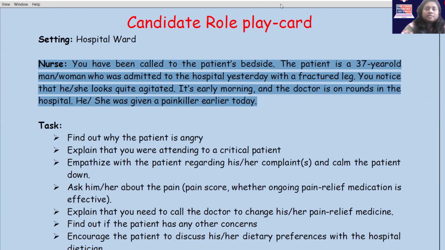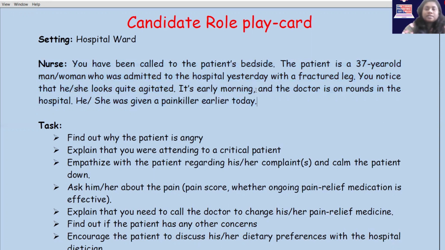Here, the candidate has to play the role of a nurse, and your interlocutor will be playing the role of the patient. When you begin a role play, you have to begin it with a greeting, either good morning, good afternoon, or good evening. Here the time is given, that is early morning, so you can start the role play with a good morning. And based on the background information, you can give the introduction. That is the next step.